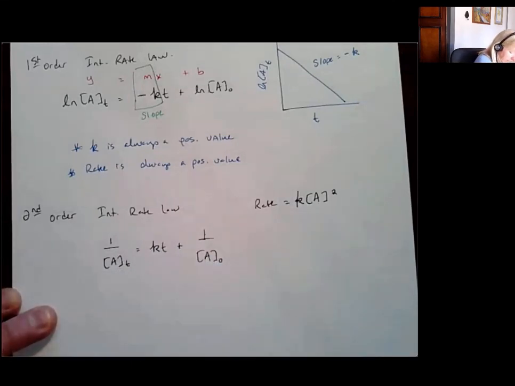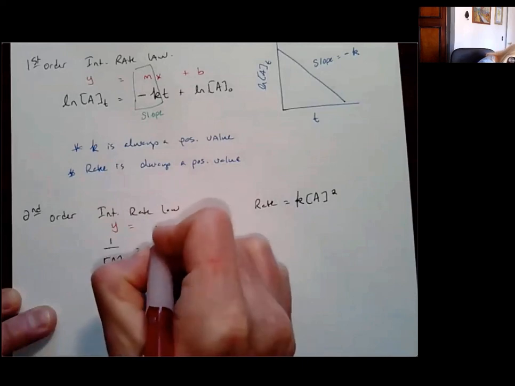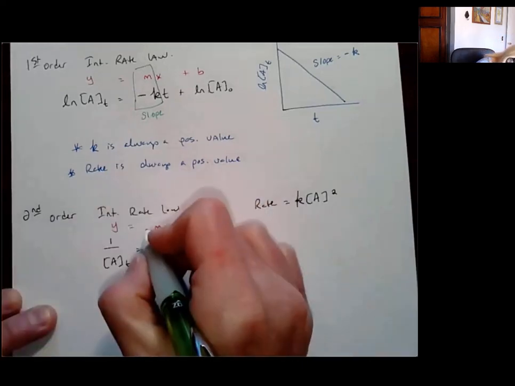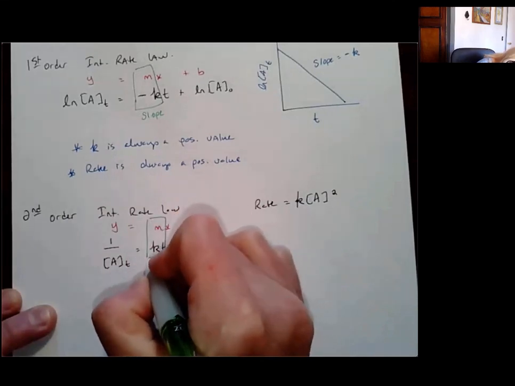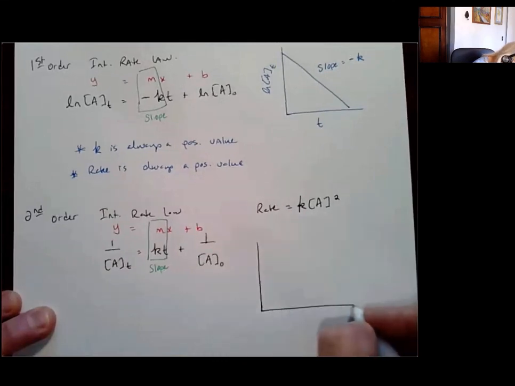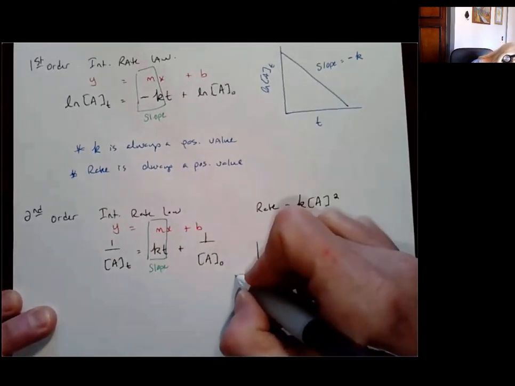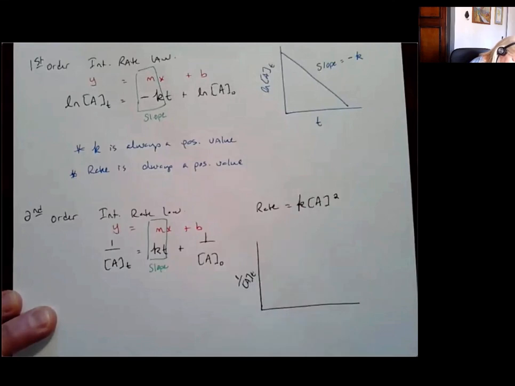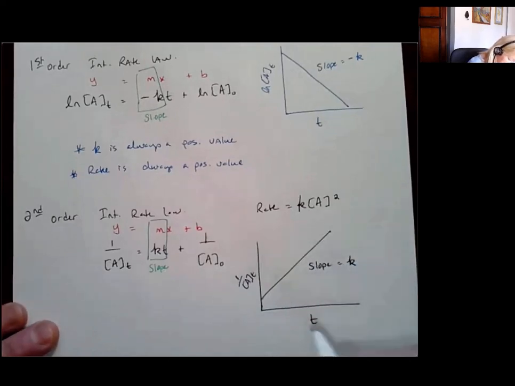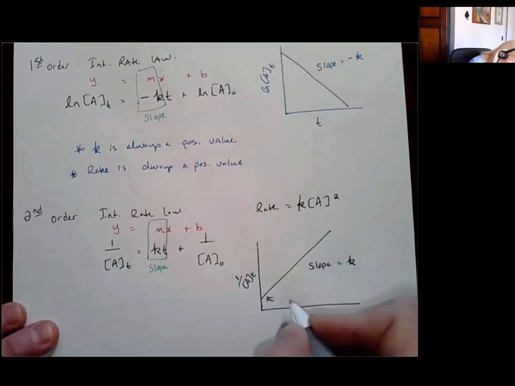I still have this y equals mx plus b, but now my slope is positive. So when I graph this, I should get a positive slope. And you do. The graph of this looks like this. So now I'm graphing 1 over the concentration of A at time t versus t, and I'm going to get a graph that looks like this. My slope here is just equal to the rate constant, and this is my y-intercept, which is 1 over A at time 0.